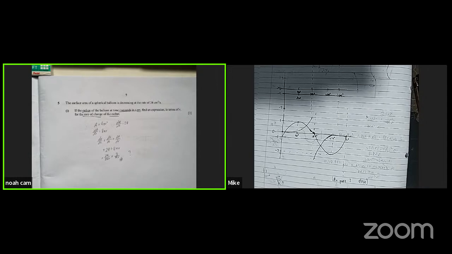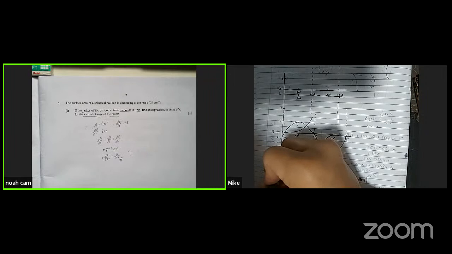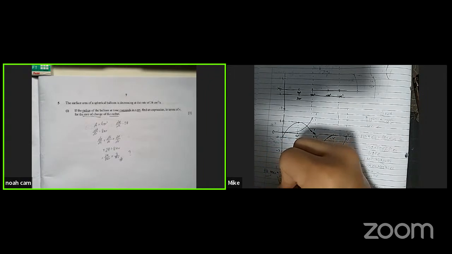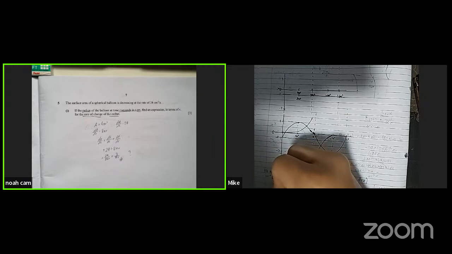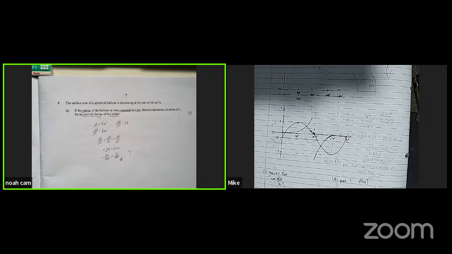I don't know. Okay, read the question. This is not what I expect. Yeah, read the question from the start. The surface area of a spherical balloon is decreasing at the rate of 24 cm squared per second. You didn't get the hint. Am I supposed to use a formula of sine?